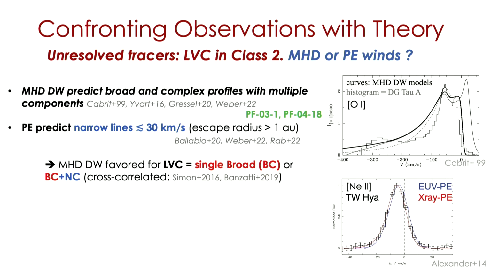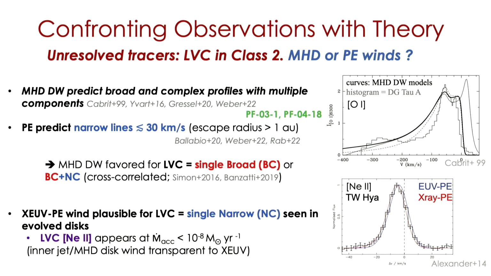And even those that have both a broad and a narrow component, these 2 components seem to be cross-correlated in velocity and in strength, and so we feel that it's more realistic to think that they come both from the same phenomenon, an MHD disk wind, than MHD plus photoevaporation because of these correlations. But of course, this is a matter of discussion.